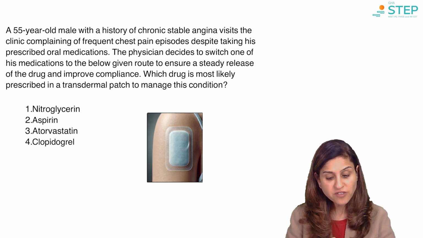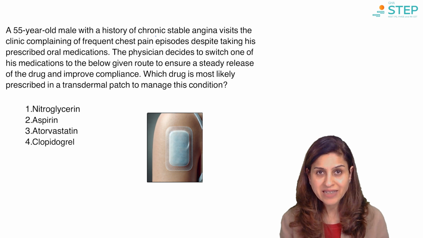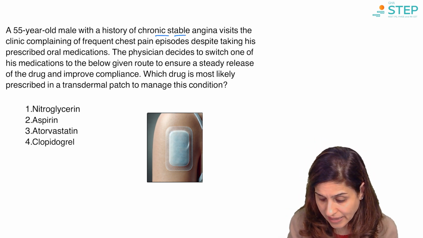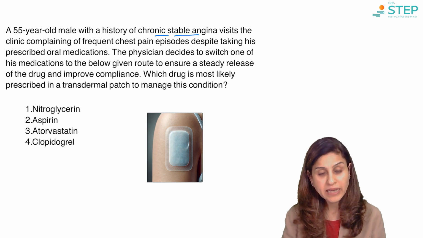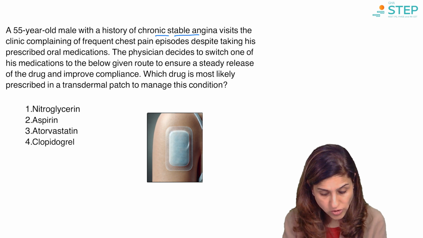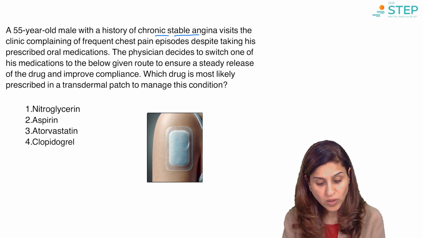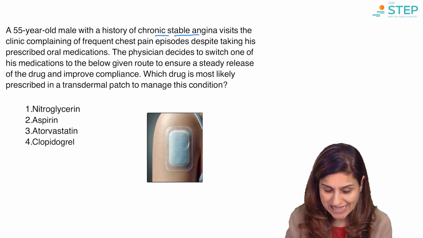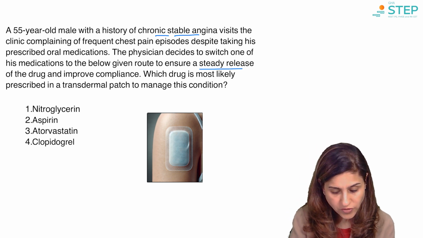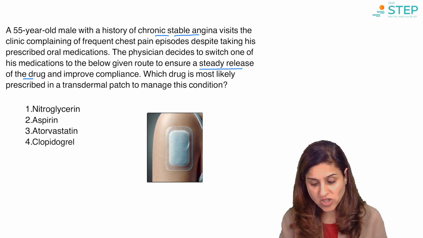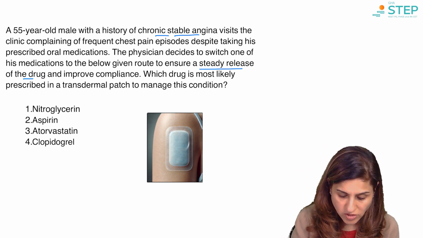Now, a 55-year-old male with a history of chronic stable angina. Let's keep highlighting the important points in every question. So this patient has chronic, stable angina and visits the clinic complaining of frequent chest pain episodes despite taking his prescribed oral medications. The physician decides to switch one of his medications to the below given route to ensure a steady release of the drug, and this would improve the compliance of the patient. Now, which drug is most likely prescribed in a transdermal patch?